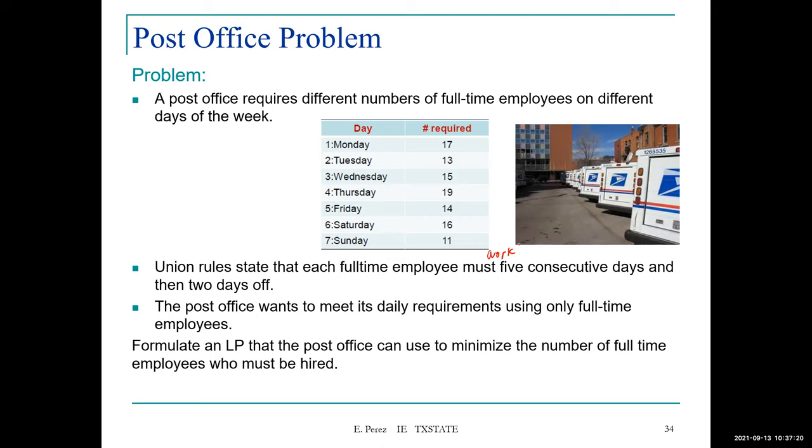The post office wants to meet its daily requirement by using only full-time employees. Again, we have the information about the number of employees required per day, Monday through Sunday: 17, 13, 15, 19, 14, 16, and 11. We want to formulate an LP that the post office can use to minimize the number of full-time employees that must be hired. So instead of looking at 4-hour time periods to meet an 8-hour shift, we're going to look at 7 days, and we want to meet 5 in a row. Same type of problem, different application.